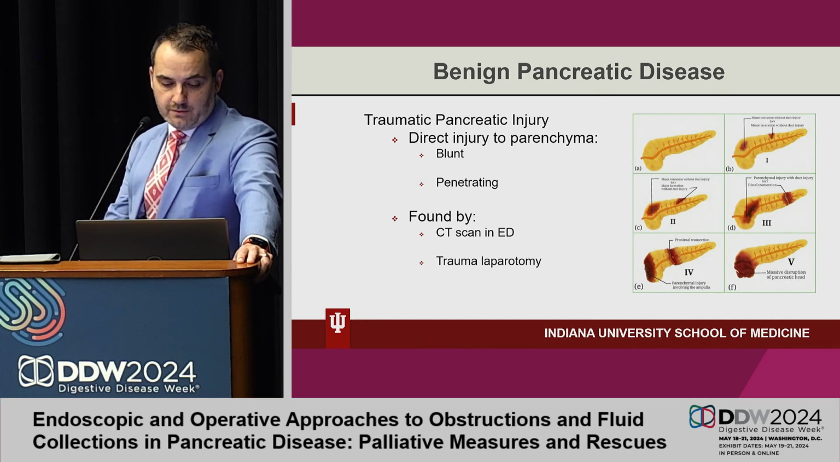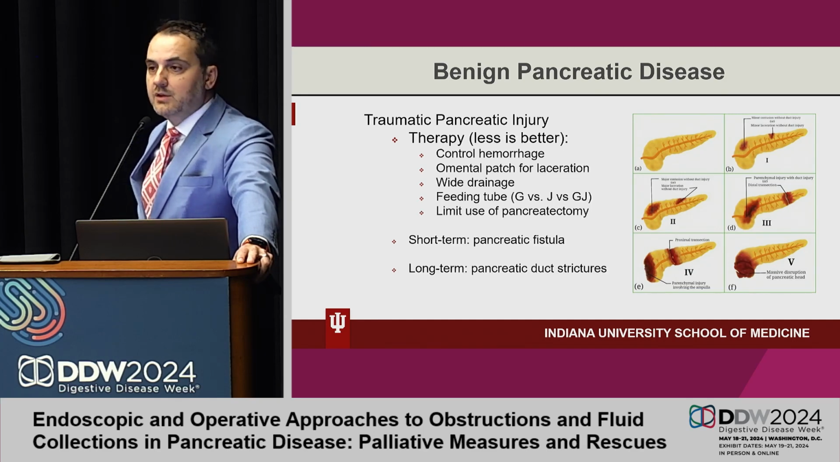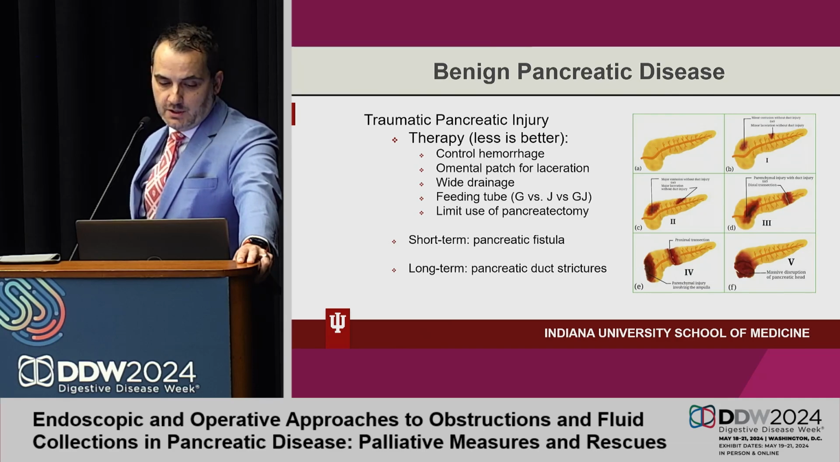In terms of therapy, typically less is better. The principles are control the hemorrhage, identify the lacerations, typically omental patches, wide drainage for the presumed pancreatic fistula that they're going to get, consideration for feeding tube, G versus J versus GJ, and then really limited use of pancreatectomy.